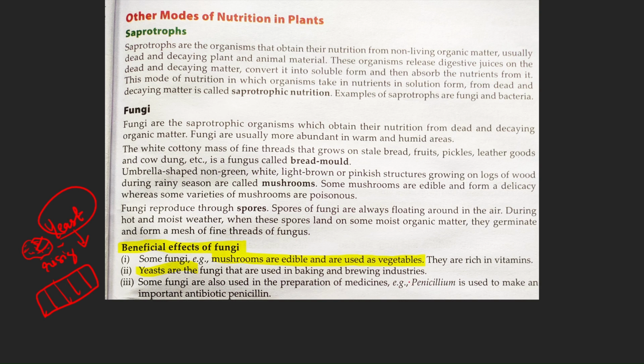So yeast is used in the baking and brewery industry, and also in alcohol preparation. Some fungi are also used in the preparation of medicines. Very, very important. Penicillium is used to make an important antibiotic called penicillin. An antibiotic will kill other organisms, bacteria. So that's why it's called the antibiotic penicillin.